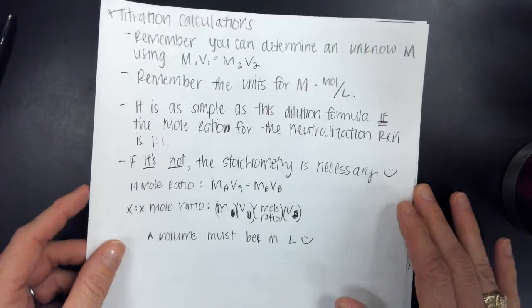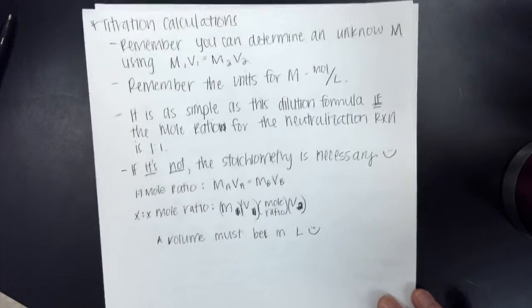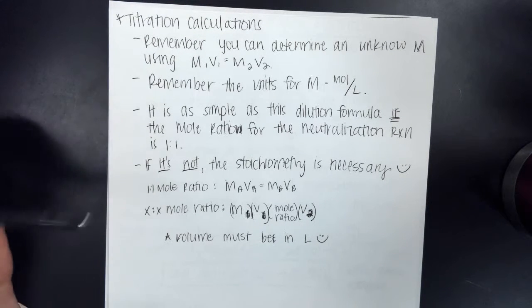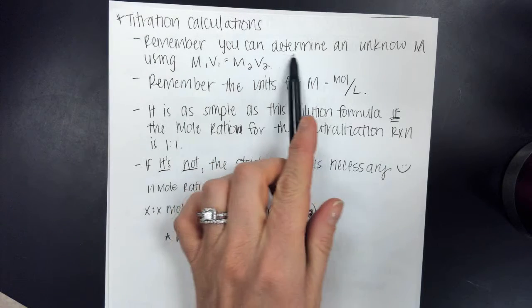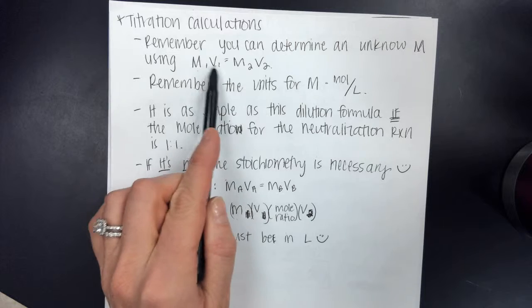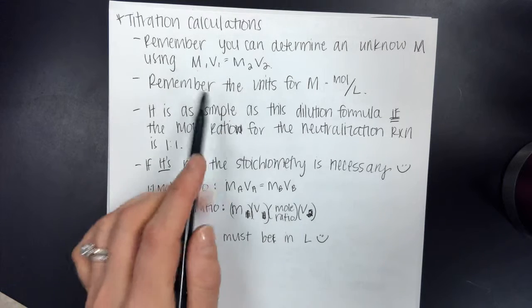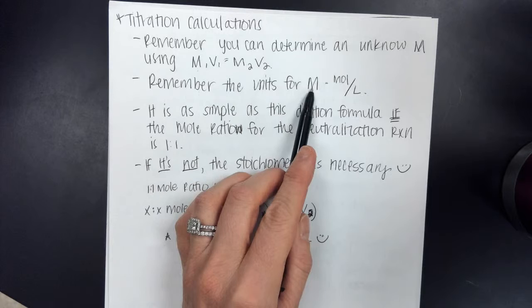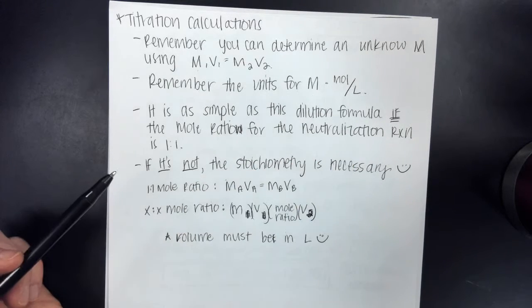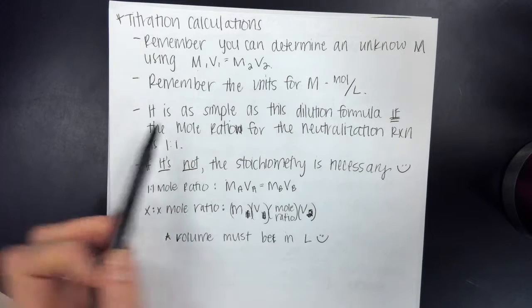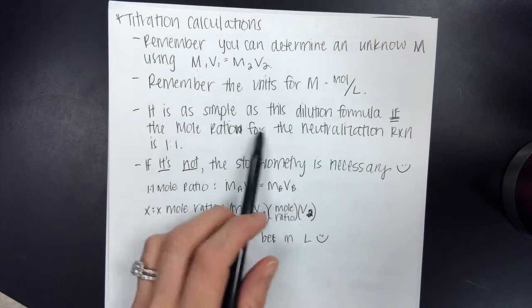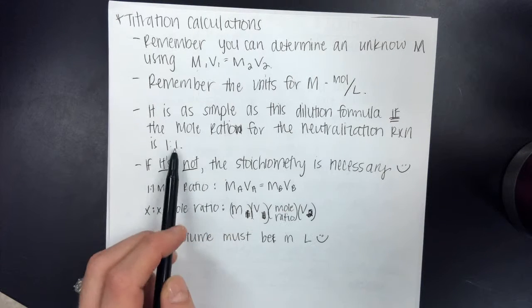So the last thing that we're going to do is a couple of titration calculations. Okay, write these down. These are some things that you already know. Remember, you can determine an unknown molarity using the dilution formula, M1V1 equals M2V2. Also remember that the units for molarity are simply moles per liter. That's literally the formula for molarity and its units. It is as simple as this dilution formula if your mole ratio for that neutralization reaction is 1 to 1.